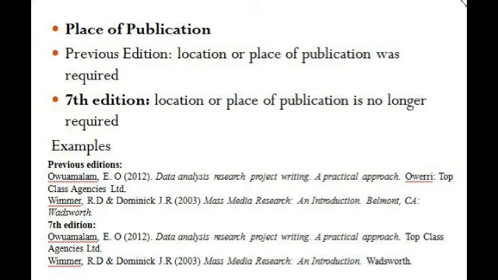Just like in Nigeria, if you have, for instance, a state university like Enugu State University, and they have a press and you say Enugu State University Press, you wouldn't need to put the state and the city again in the place of publication because the name of the publisher already has the name of the state. But then the 7th edition changes all that. In the 7th edition of the APA style, the location or place of publication is no longer required.